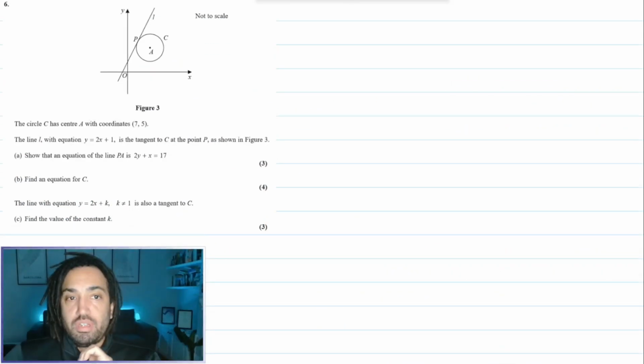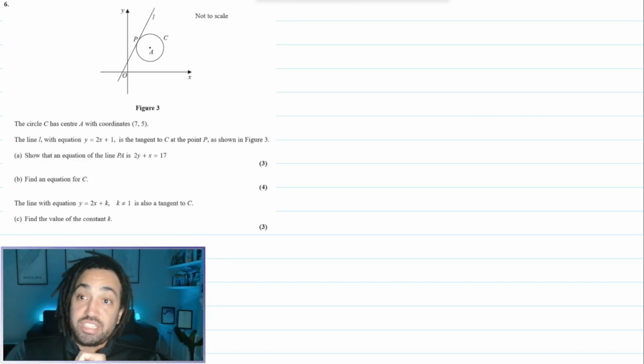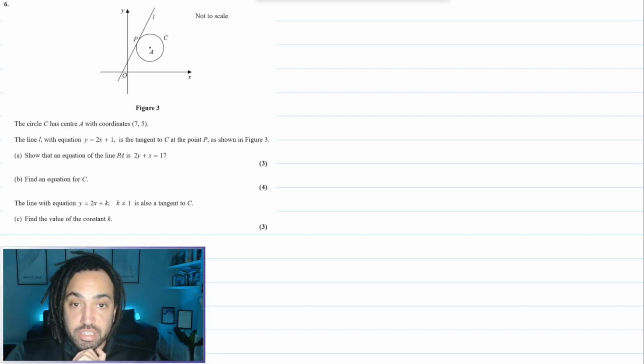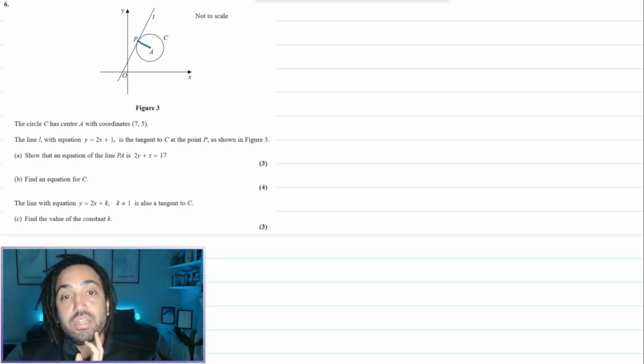Beautiful. Question 6, and this looks lovely. A circle with centre 5, 7, 5. We've got a line with that equation, and it's tangent to the circle at the point P. As shown in the diagram, show that an equation of the line PA is given as 2y plus x equals 17.